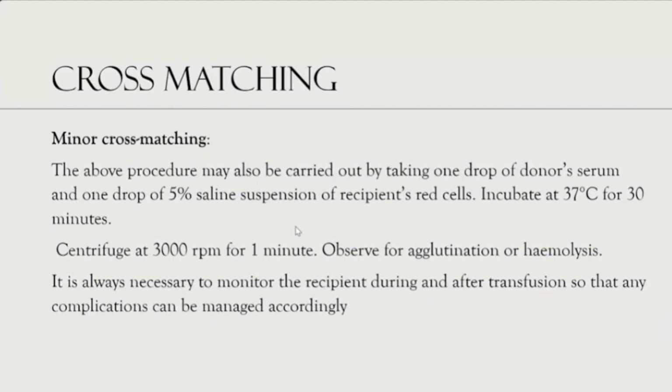So for the minor cross-match, it can be carried out by taking one drop of the donor's serum and one drop of 5% saline suspension of recipient's red cells. Then you incubate at 37 degrees Celsius for 30 minutes, centrifuge at 3,000 revolutions per minute for 1 minute. Then you observe for agglutination or hemolysis.